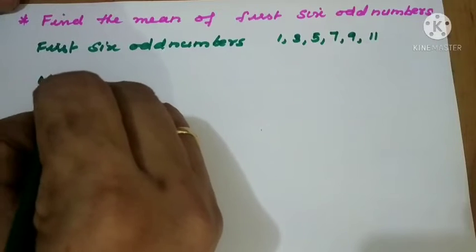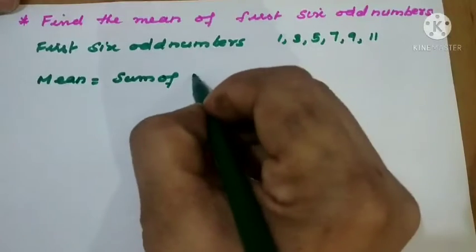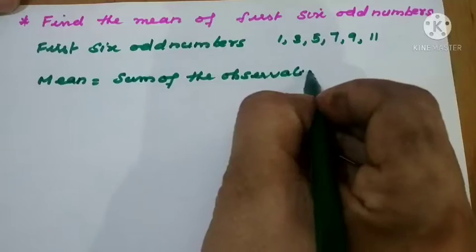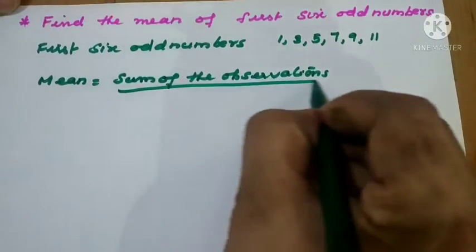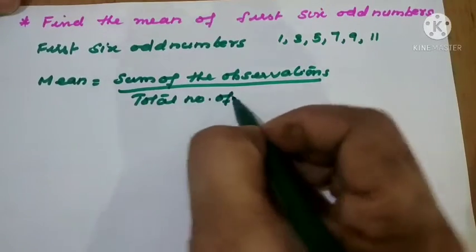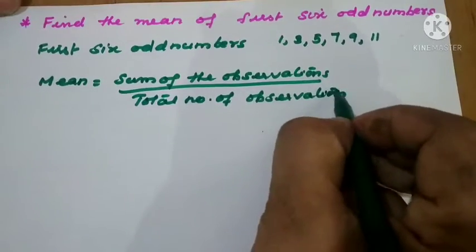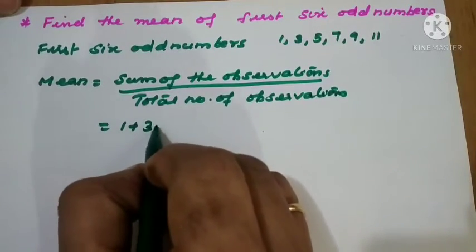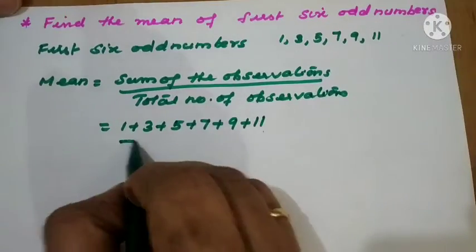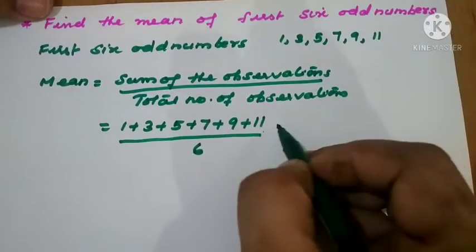Now mean equals the sum of the observations divided by the total number of observations. That is 1 plus 3 plus 5 plus 7 plus 9 plus 11 divided by 6. Because we are taking 6 odd numbers, it is 6 only.